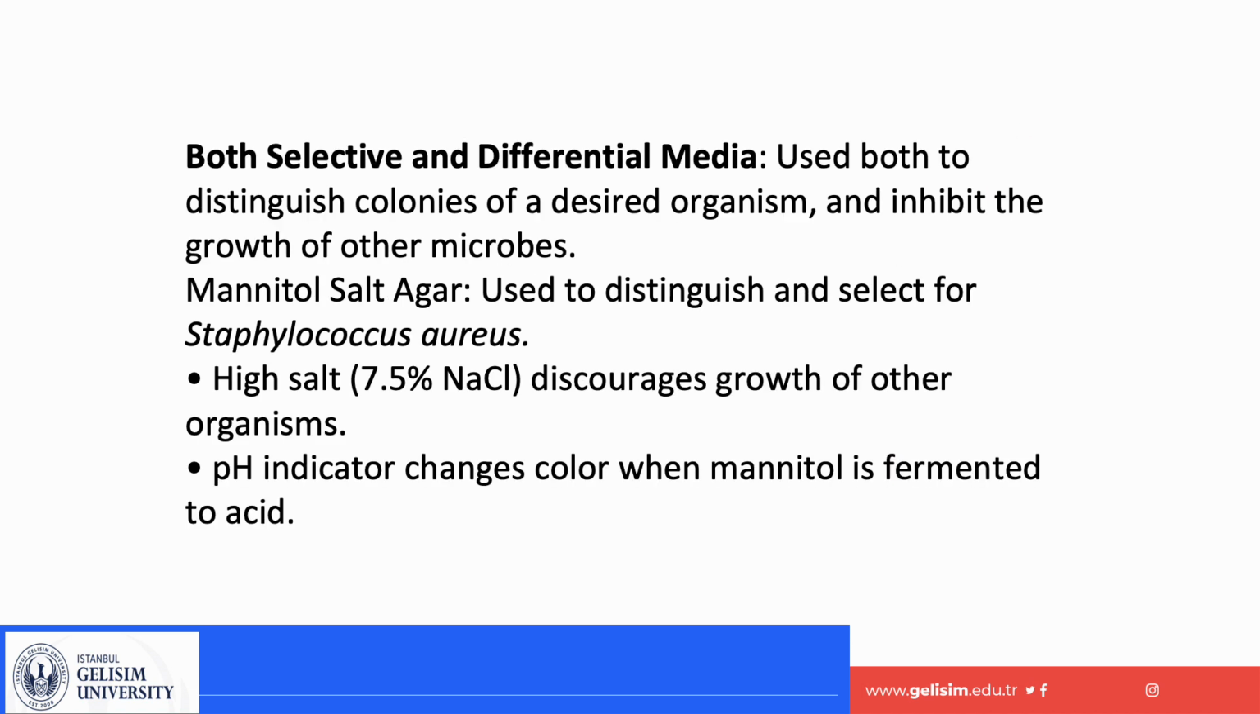Mannitol salt agar is a type of culture medium that's both selective and differential. It's used to select for and differentiate Staphylococcus aureus from other organisms. The medium contains a high concentration of salt, about 7.5% sodium chloride, which inhibits the growth of most other organisms. It also contains mannitol, which is fermented by Staphylococcus aureus to produce acid. This fermentation causes a pH indicator in the medium to change color, allowing for easy identification of Staphylococcus aureus colonies.